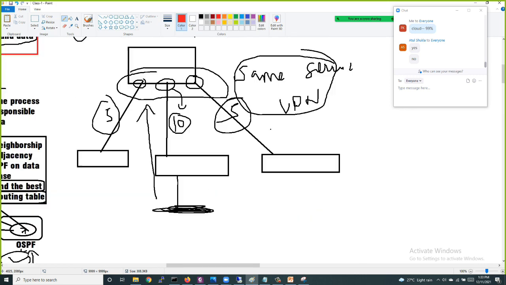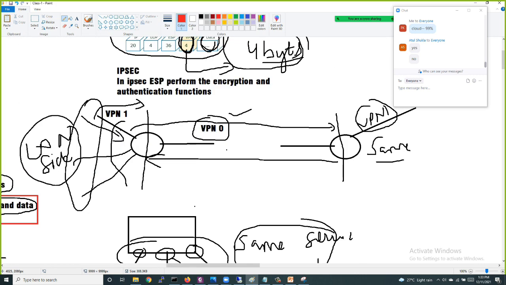So the VPN which is present on the WAN side is called the transport VPN. The VPN which is present on the LAN side is called service VPN, right? So now you are clear about one thing.